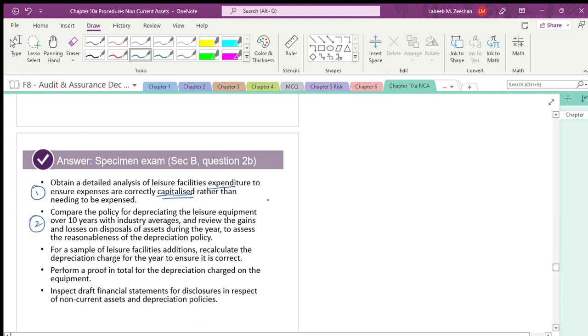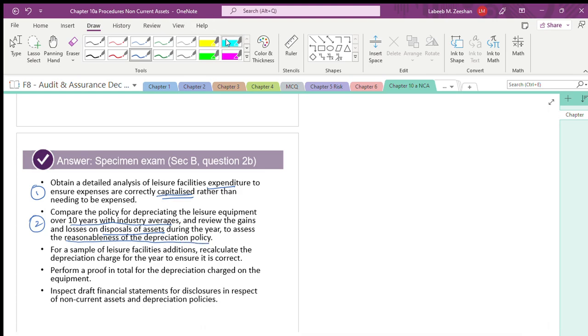Second one, what they have said: policy for depreciation. Over 10 years, with where the industry is following which method. If the industry says 10 years, fine, you have to follow 10 years. Hotel industry, leisure industry, competitors, what they are doing. Review the gains or losses on disposals during the year. Whether we are having a reasonableness of the depreciation policy.